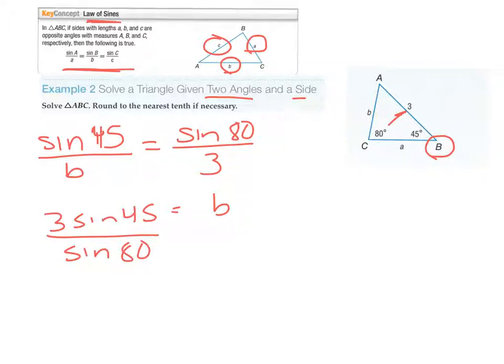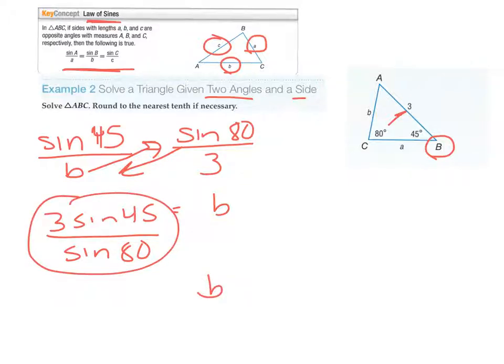So what happens is the b goes up, the sine takes its place, which we've done before, and this, because it's been on the bottom, gets multiplied. And so now all we have to do is press this into our calculator to get our answer to b. Rounded to the tenth place value, we get 2.2. So our answer to b is 2.2.